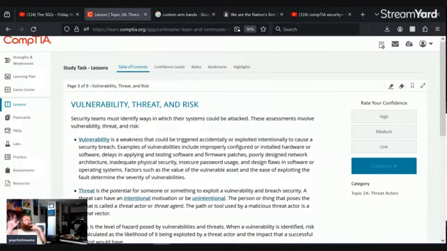Vulnerability, threat, and risk. Security teams must identify ways in which their systems could be attacked. These assessments involve vulnerability, threat, and risk. Vulnerability is a weakness that could be triggered accidentally or exploited intentionally to cause a security breach.